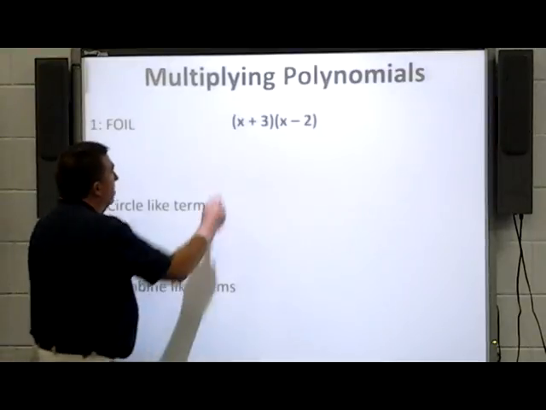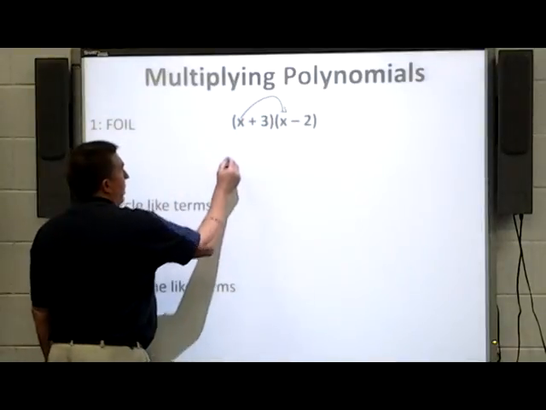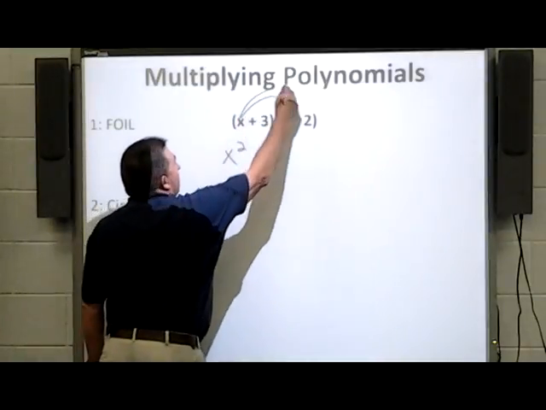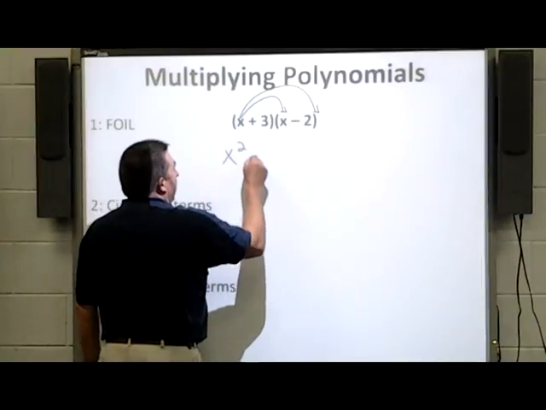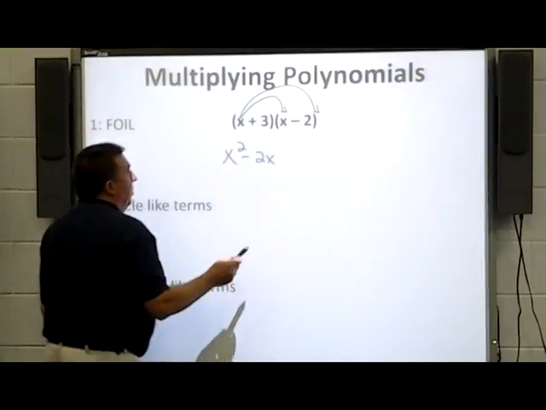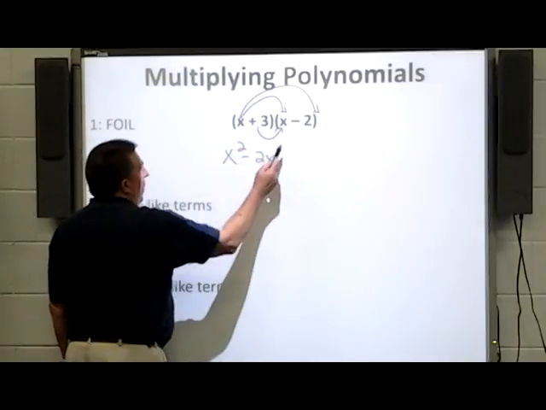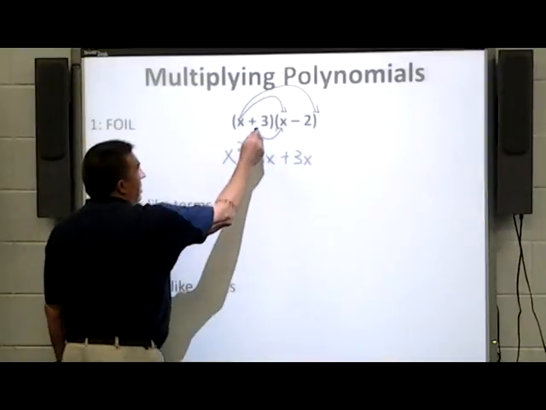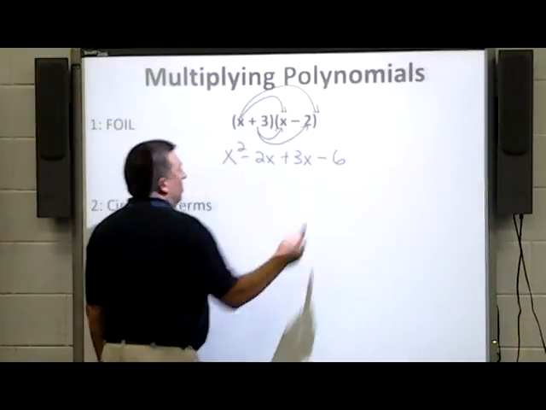And what that looks like is law of exponents. X times x is x squared. That's first. Outer: x times negative 2 is negative 2x. And then I stands for inner. The inner terms are positive 3x, which gives you positive 3x. And last means positive 3 times negative 2, which is negative 6.